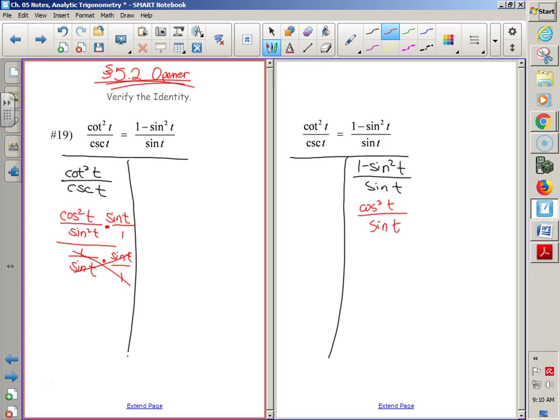But then what happens? Wait, don't those reduce? This is sine times sine. And so what's left? And some of you might have gotten a little confused here. But remember, sine squared is sine of t squared, aka sine of t sine of t. So one goes away and one's left. Wait, you have to keep going. You have to get all the way from the given to the proof.